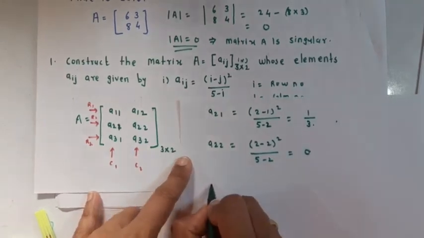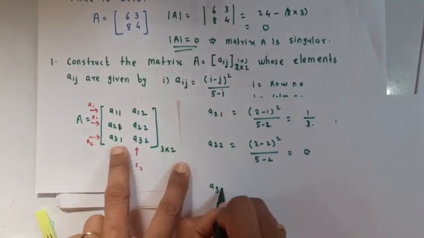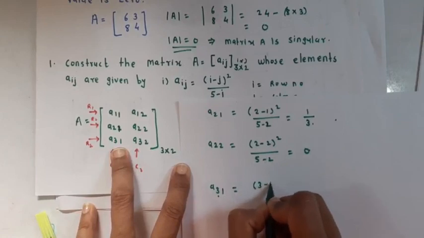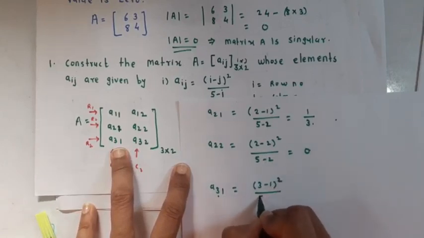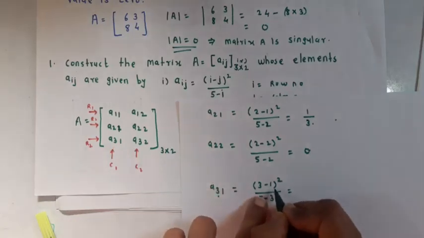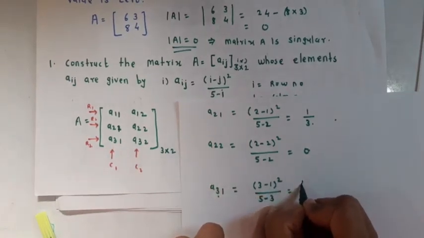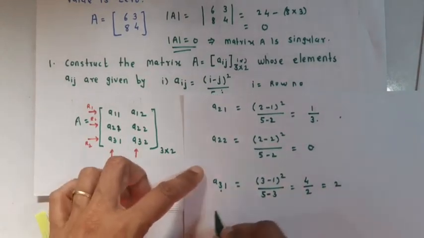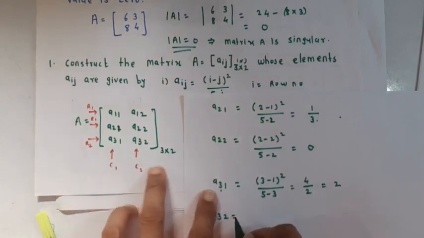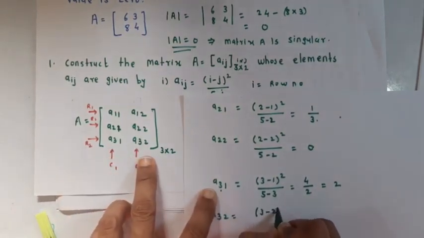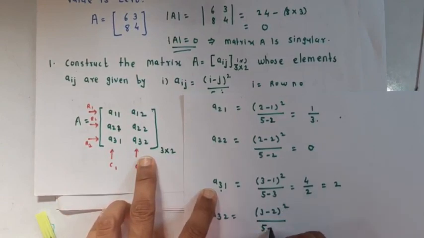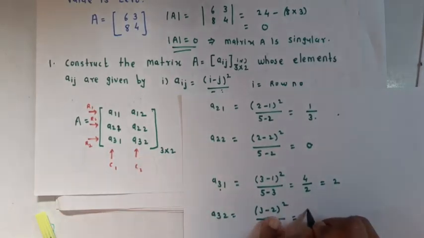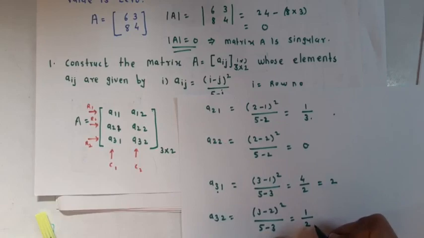Okay, now A31, third row, first column. So i is 3 and j is 1. So (3 minus 1) whole square upon 5 minus 3. 3 minus 1 is 2, 2 square is 4, 5 minus 3 is 2, and that is 4 by 2 is 2. And A32, third row, second column, this is (3 minus 2) whole square upon 5 minus 3. 3 minus 2 is 1, 5 minus 3 is 2, and that is 1 by 2.